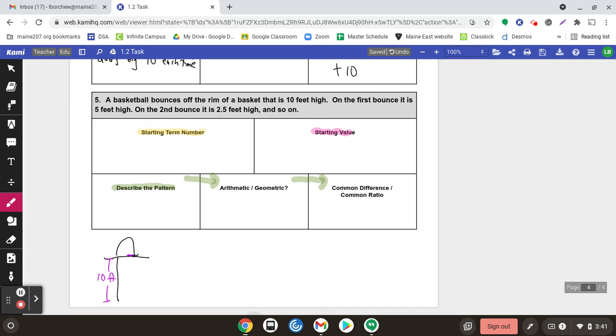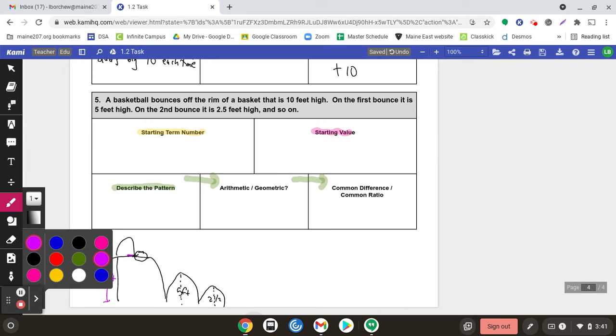So if this is the ball right here, on the very first bounce, it goes down, hits the ground. It doesn't come back all the way to 10 feet. It only maybe comes to 5 feet. So right here is 5 feet. And on the second bounce, it hits the ground and it comes back up, but not as high. Now it's only 2.5 feet, and so on. So that's the situation that's happening.